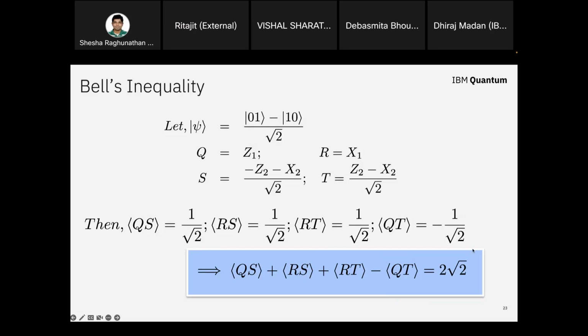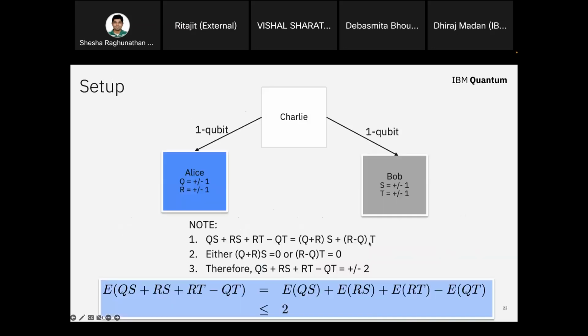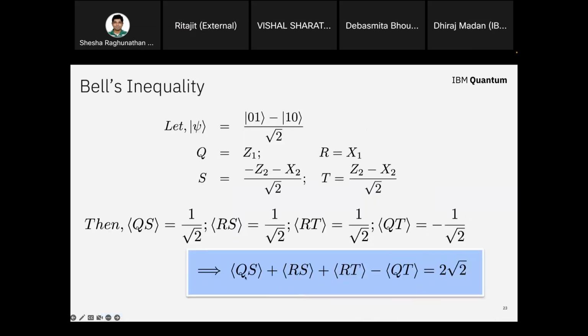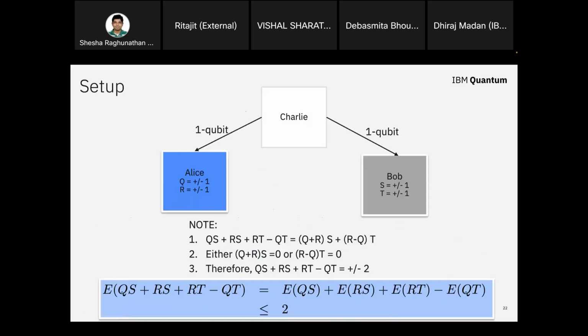What is interesting, however, is the result from the context of local realism: the expectation value of QS plus RS plus RT minus QT. As you know, expectation value is linear, so you can always take the expectation of each and then add them up. If you add up the quantum expectations, using the same set of equations that we had earlier, you get 2 square root of 2. Earlier, it was limited to 2. If local realism was true, you would be limited by 2.